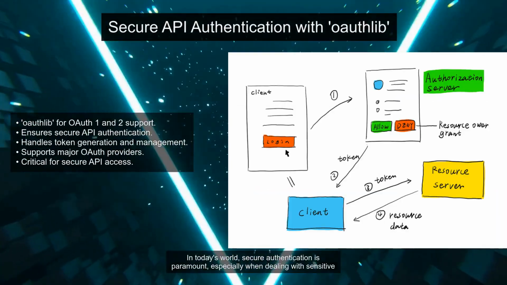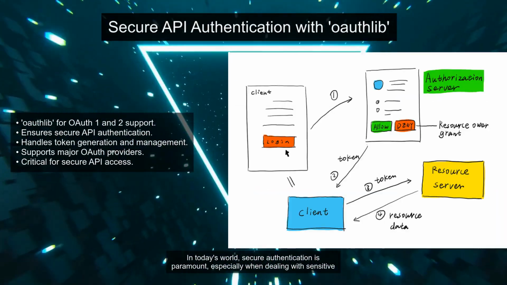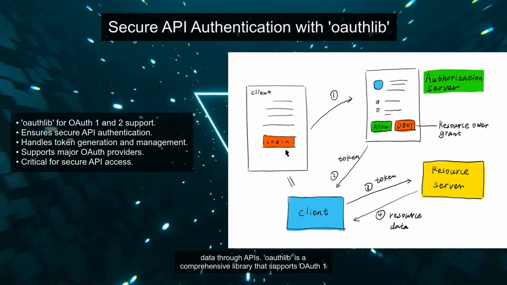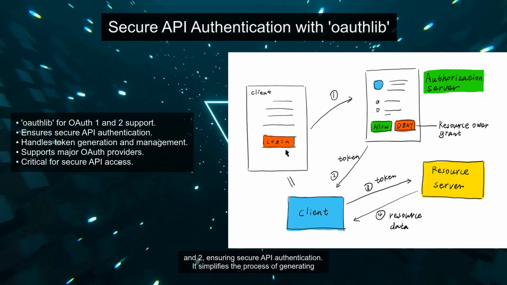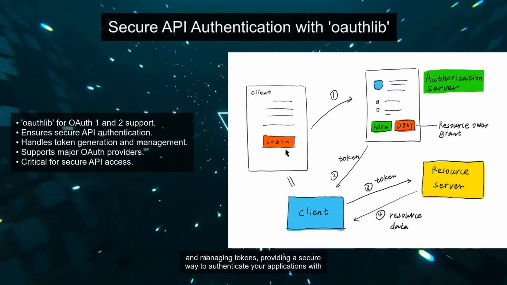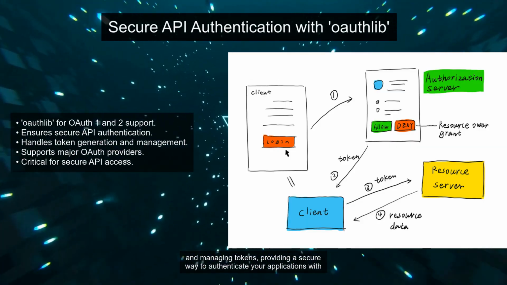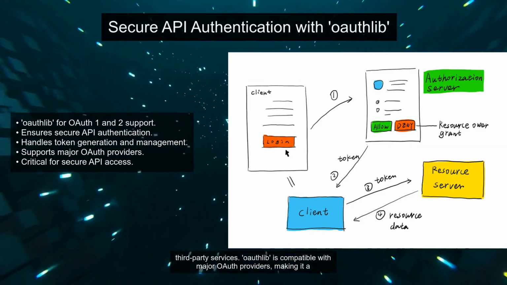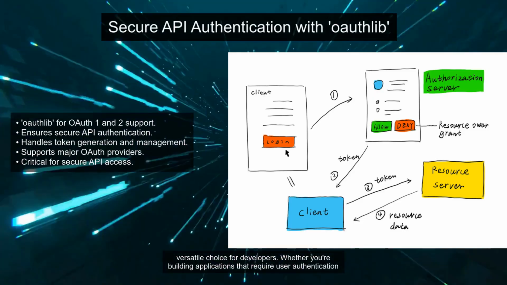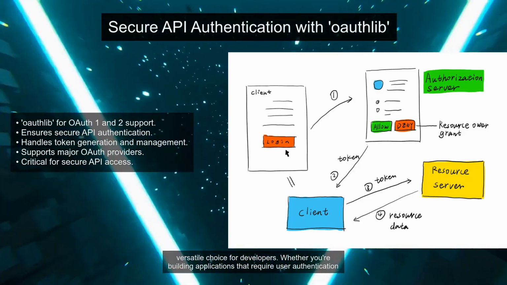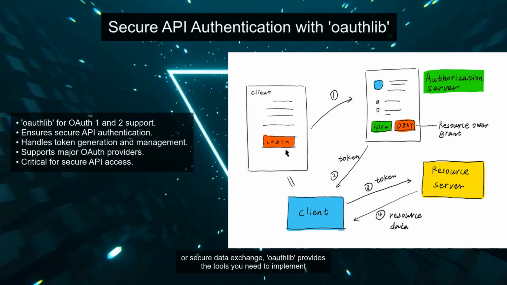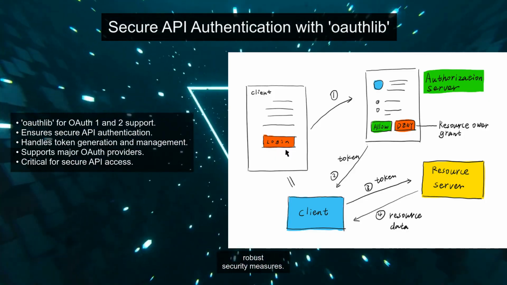In today's world, secure authentication is paramount, especially when dealing with sensitive data through APIs. oauthlib is a comprehensive library that supports OAuth 1 and 2, ensuring secure API authentication. It simplifies the process of generating and managing tokens, providing a secure way to authenticate your applications with third-party services. oauthlib is compatible with major OAuth providers, making it a versatile choice for developers. Whether you're building applications that require user authentication or secure data exchange, oauthlib provides the tools you need to implement robust security measures.